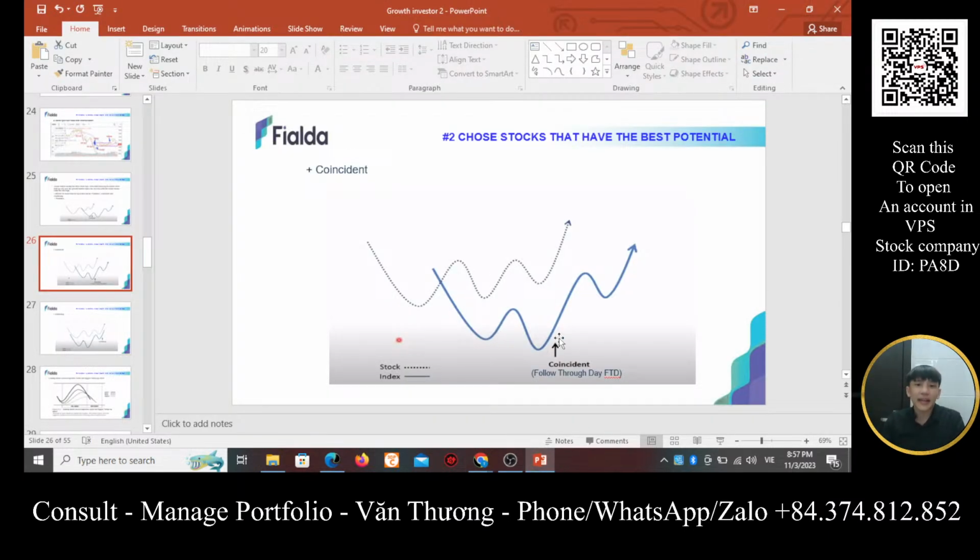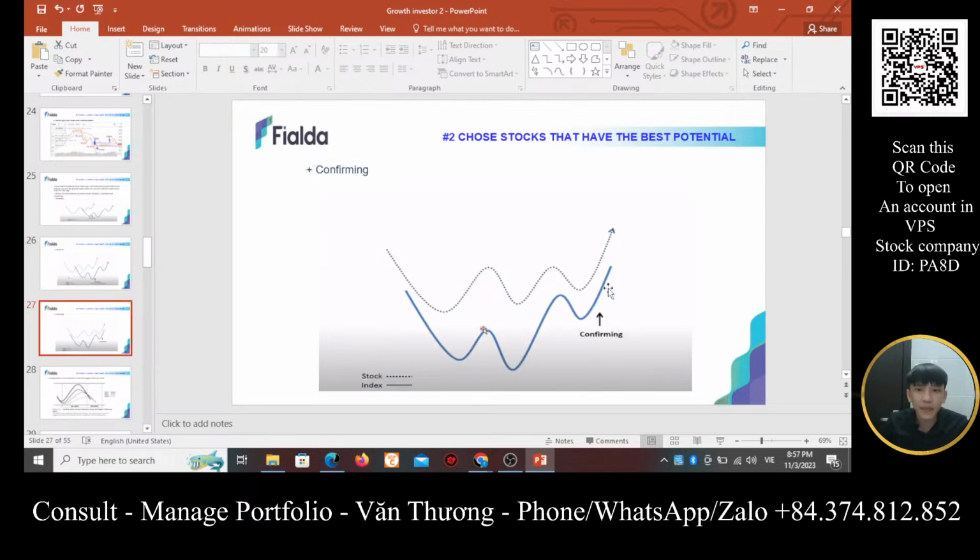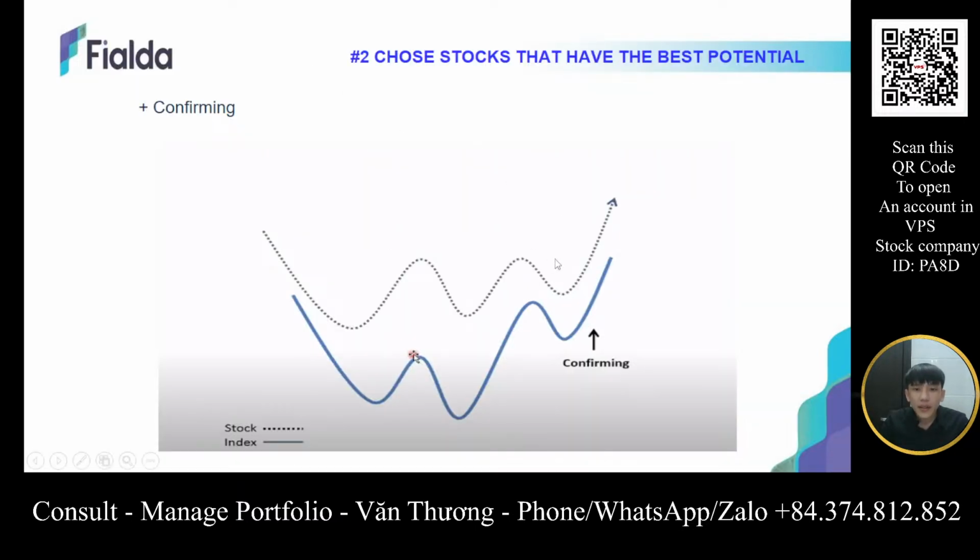And the general market has a follow-through day, and the leader stock breaks out of the base. And when the general market keeps going up and then pulls back, if the stock sets up in this area, I call it confirming. Okay, the last one, confirming. So the stock sets up coincidentally with the general market.